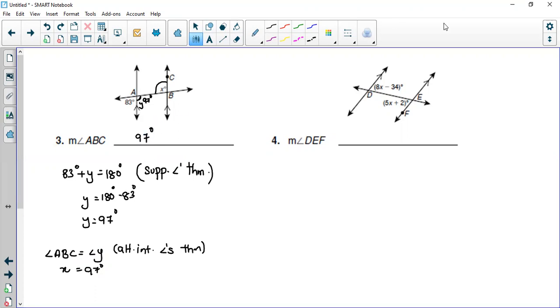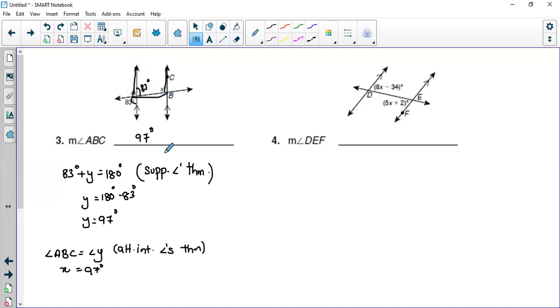Now there is one more way you could do this. How can you do that? Instead of using this supplementary angle theorem, if this angle is 83 degrees, you know this angle as well is going to be 83 degrees because they are vertical angles and all vertical angles are equal. So if this angle is 83 degrees, now you could use the same-sided interior angles theorem to find out the value of angle X.